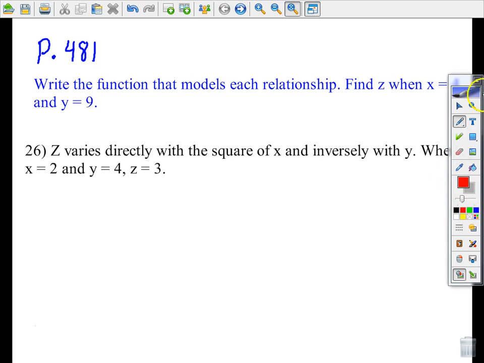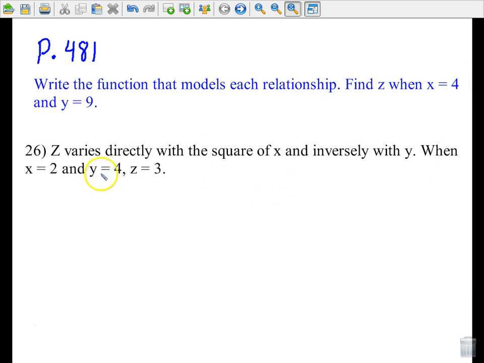So let me close this. Let's take a look at number 26. This is an example of combined variation. What we mean by that is, instead of having two variables that either work together, both going up or both going down, which would be direct, or one going up and the other going down, which would be inverse, in some cases we have both direct and inverse within the same function. So it's one variable, in this case z, that's varying directly with one variable but inversely with another variable.